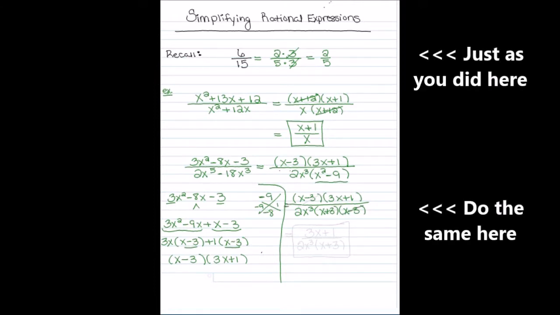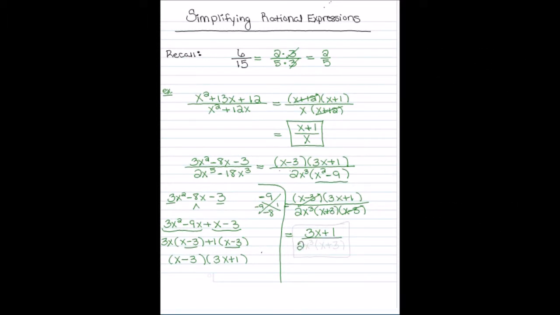I can cross out the x minus 3, and that will leave me with 3x plus 1 at the top and 2x to the 3rd, parentheses x plus 3 at the bottom. And this is my final answer.